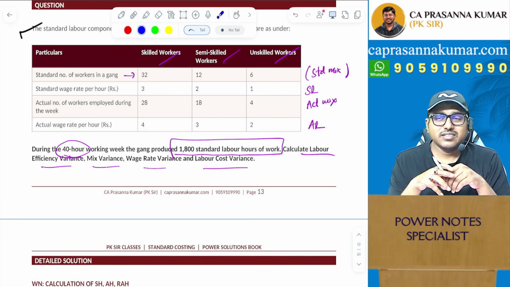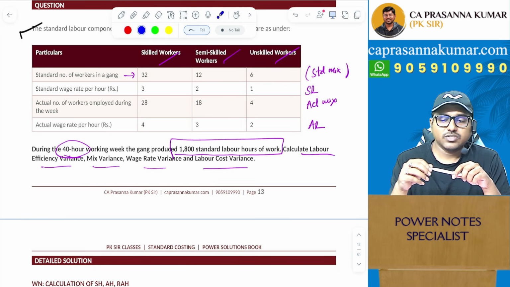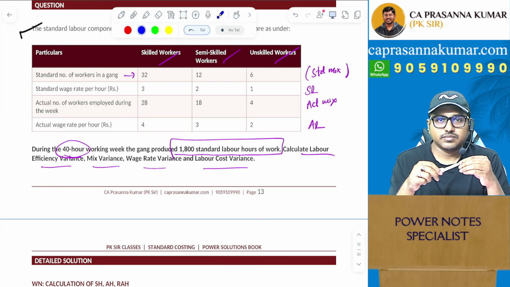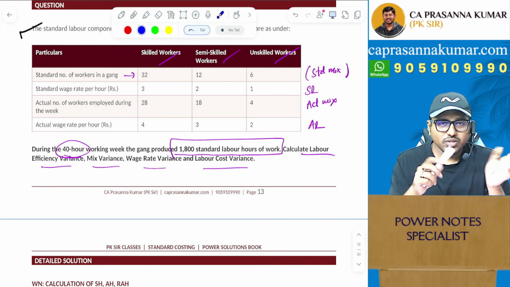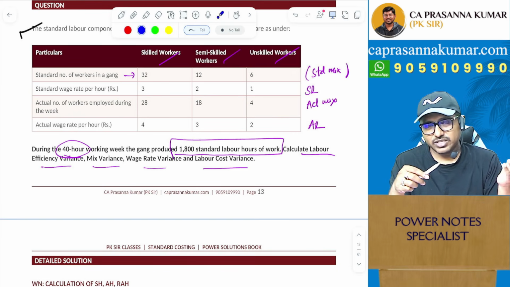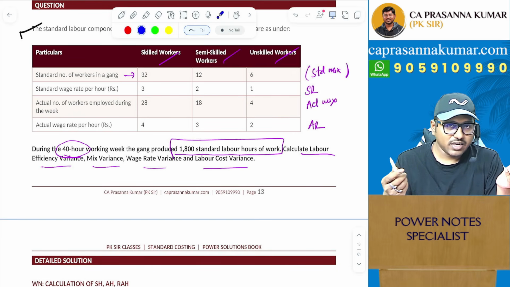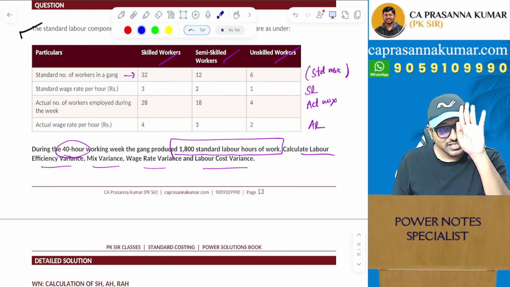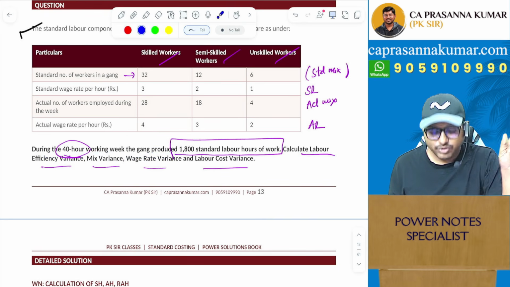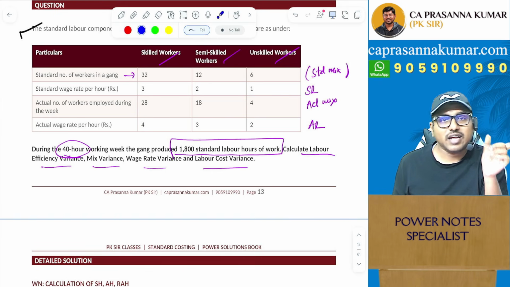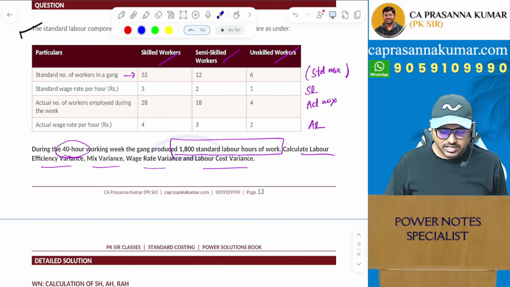I can say you have produced 1000 units, or I can say you have produced equivalent units in 10 hours. What I'm trying to say is that in both cases I'm mentioning how many units I've produced. Either it can be in terms of units, which is straightforward, or sometimes in terms of hours as well. See here, during the 40-hour working week the gang produced, which means it is actual output. But he did not give it in terms of units, he gave it in terms of hours. So hours for actual output is nothing but standard hours. Therefore, 1800 is nothing but SH.